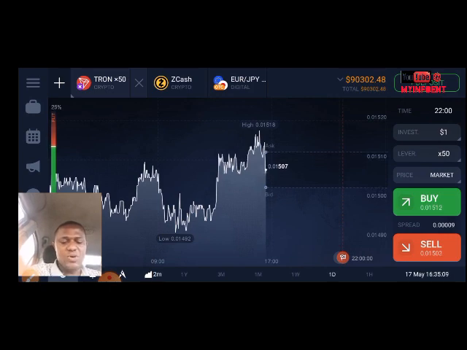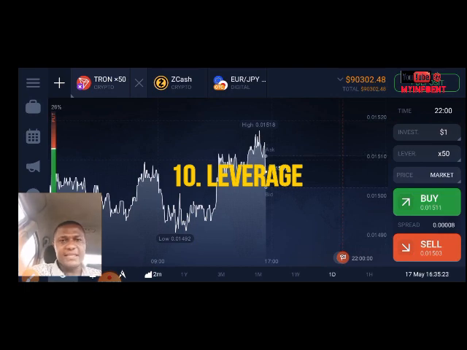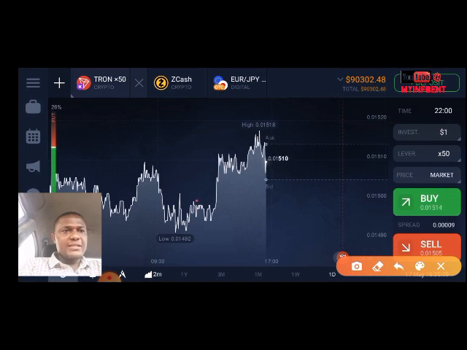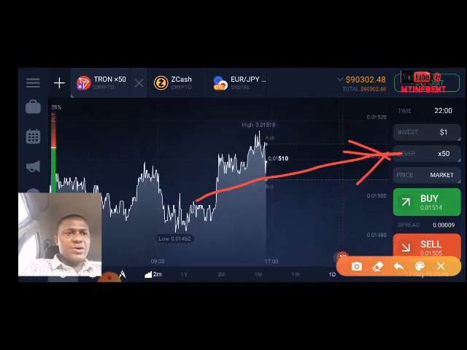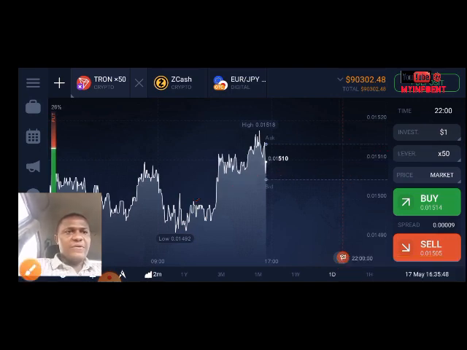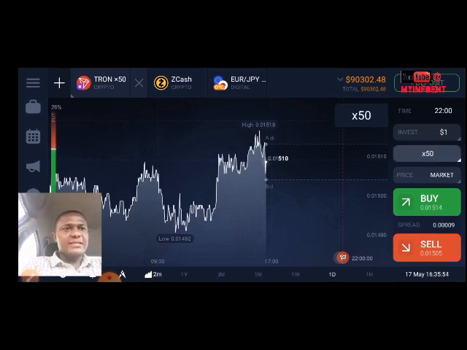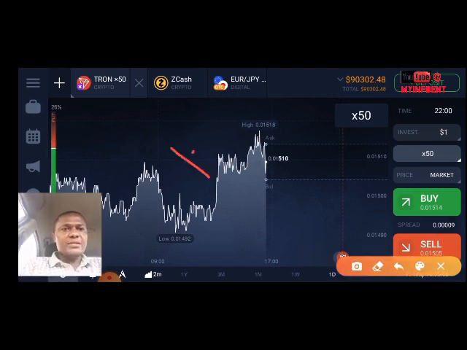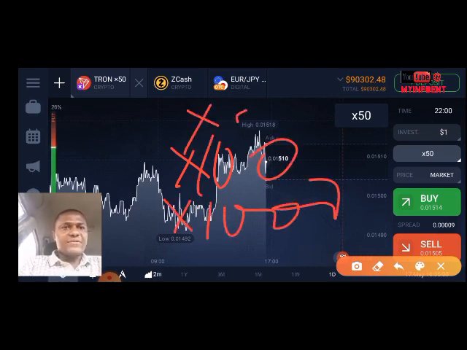Then the next one, number 10, is leverage. What is leverage? Leverage involves borrowing a certain amount of money from the broker to invest in a trade. If you look at this point, you see leverage. Every asset in the forex market has a leverage, and if you click on it, you see something like this. This is X50. Some assets go up to X100, or X1000, or X500.